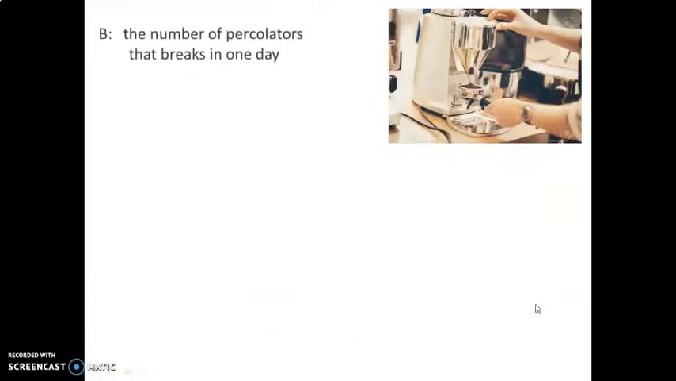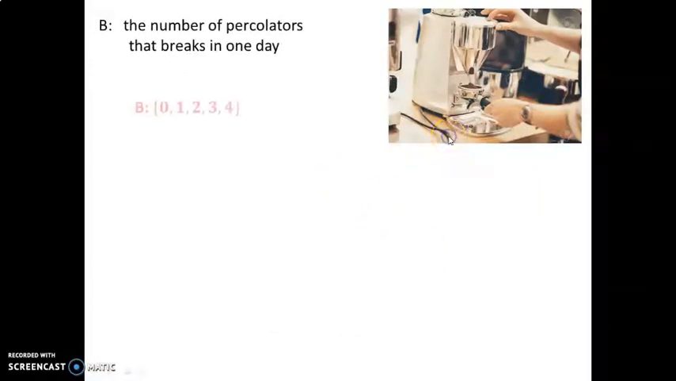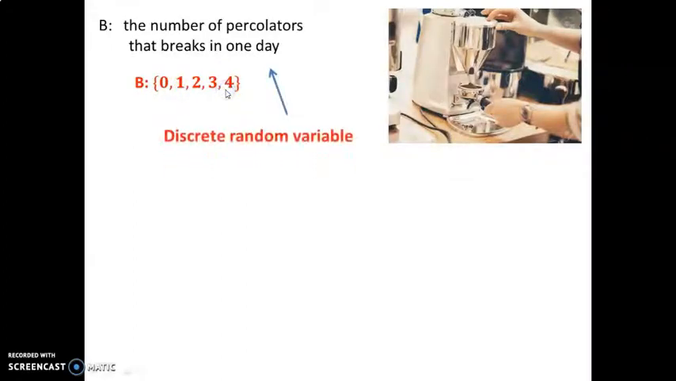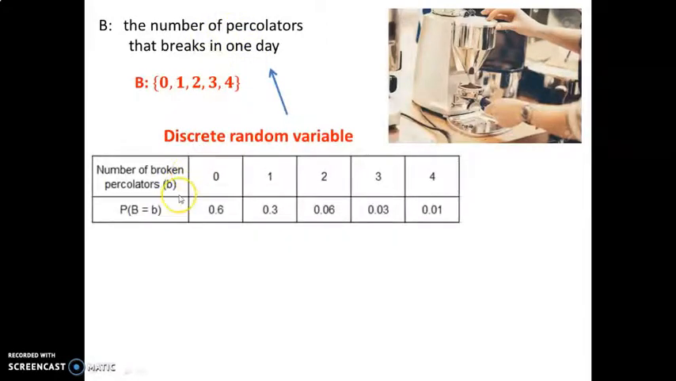Alright, so going on from there, again, B is the number of percolators that break in one day. There's our set of possible B values. We know that this is a discrete random variable, and we can represent the probabilities of each outcome in something called a probability distribution table. So here we have 0 broken percolators, or 1 or 2 or 3 or 4, and here are the probabilities of each of those things occurring. So for example, the probability of there being 2 broken percolators is 0.06, and we can see it right here in the table.